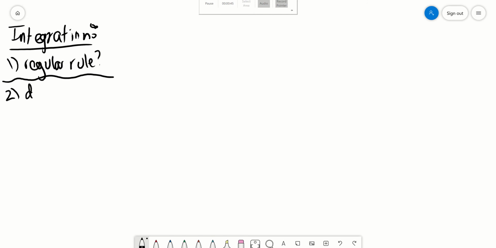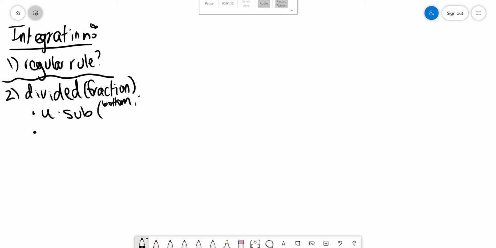So if things are divided, meaning you've got some sort of fraction that you're working with, you have two options. What you want to check for first, if you have a fraction, is can you use u substitution? Pick out what your u is. U is usually the thing that's on the bottom, in parentheses or in an exponent. But in general, it's going to be the more complicated looking function. It has more parts to it.